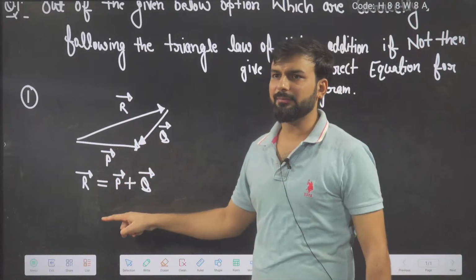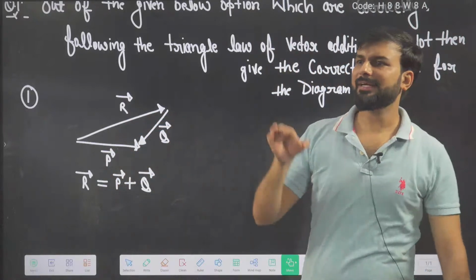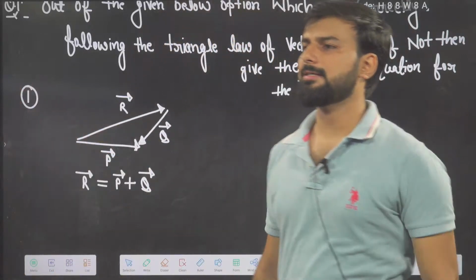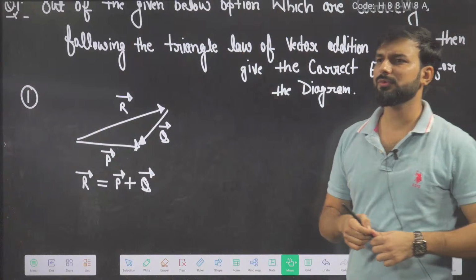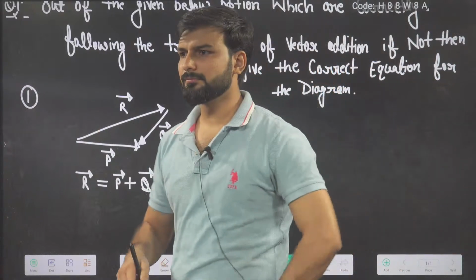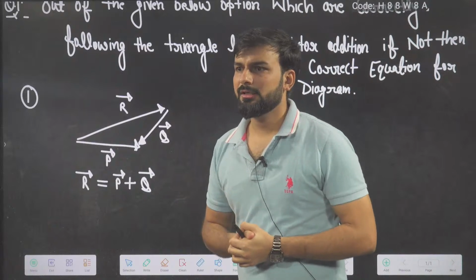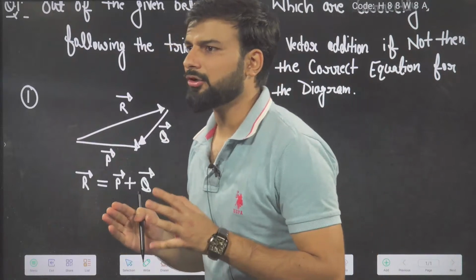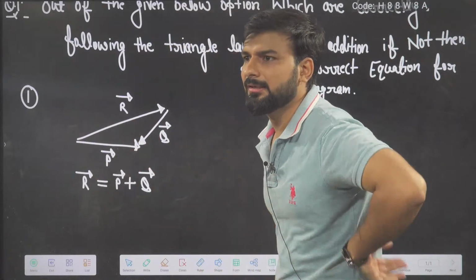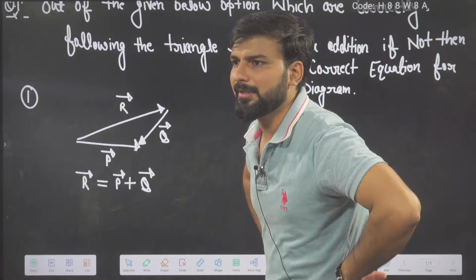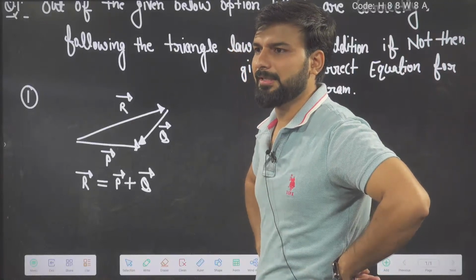According to this diagram, who is the resultant? Tell me, everyone, according to the diagram, who is the resultant? My question to you is very simple. According to the diagram, who is the resultant? P, R, P, R, P, P, P, P, R, P, P, P, R, P, P, P, P, R.